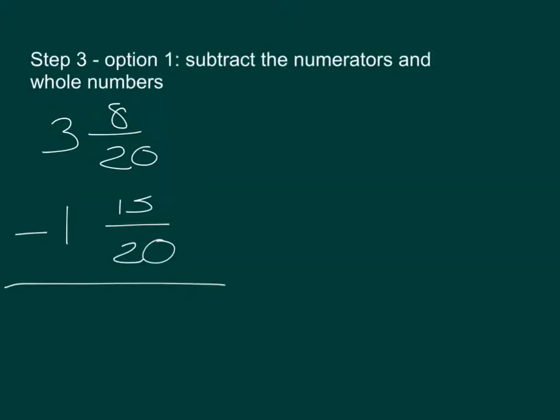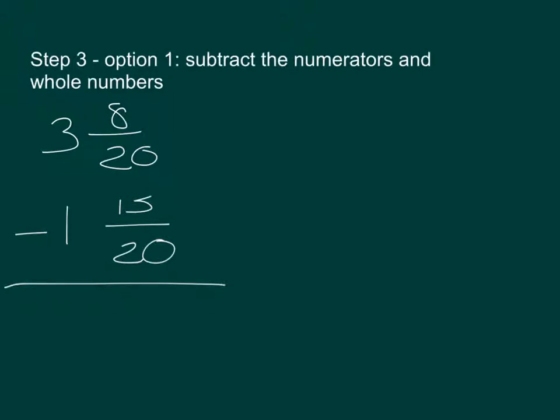All right, so I've rewritten our problem with our new denominator being 20. And now it's time to subtract our numerators. And so this is the first way I'm going to show you. So here's the way we're going to do option 1. Option 1 is we're going to turn each of our mixed numbers into improper fractions. Okay, so how do we do that?